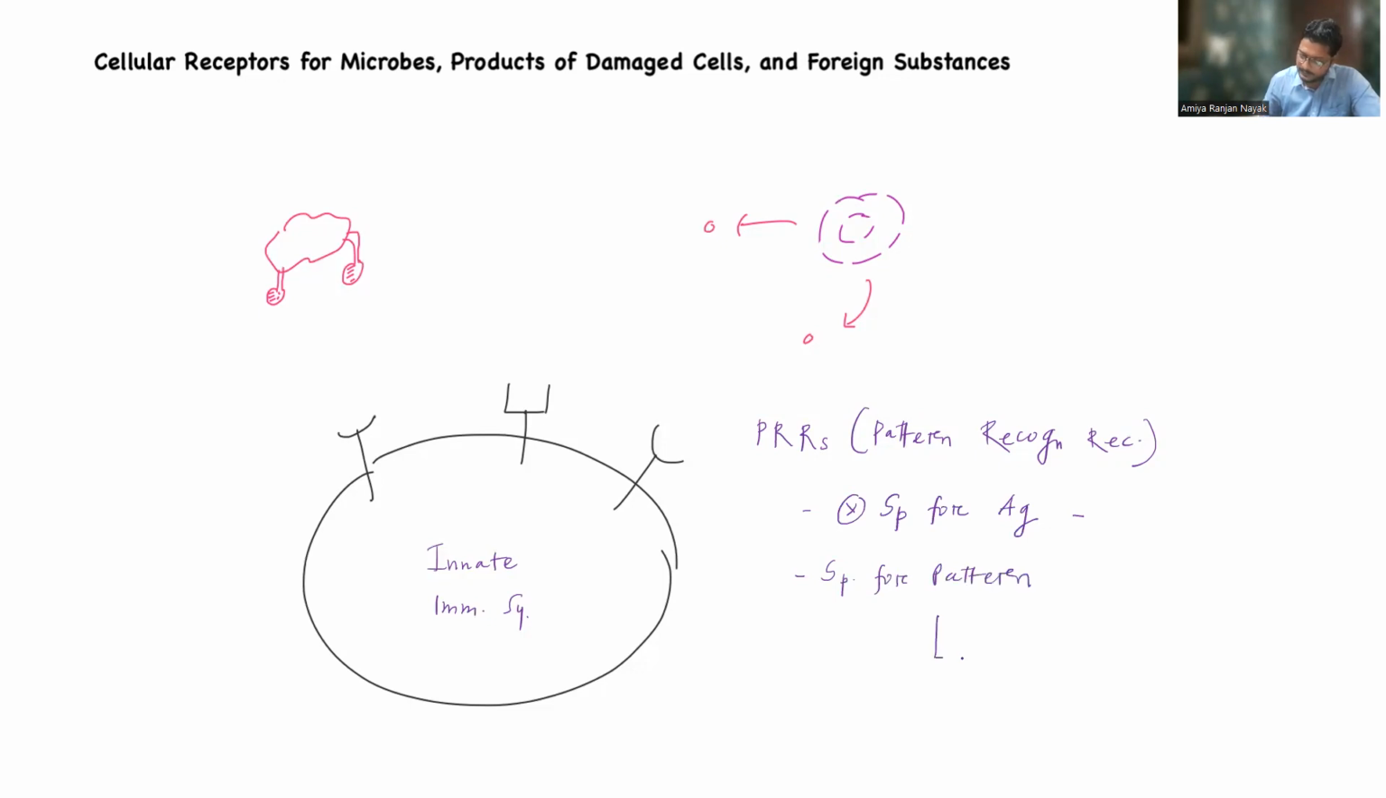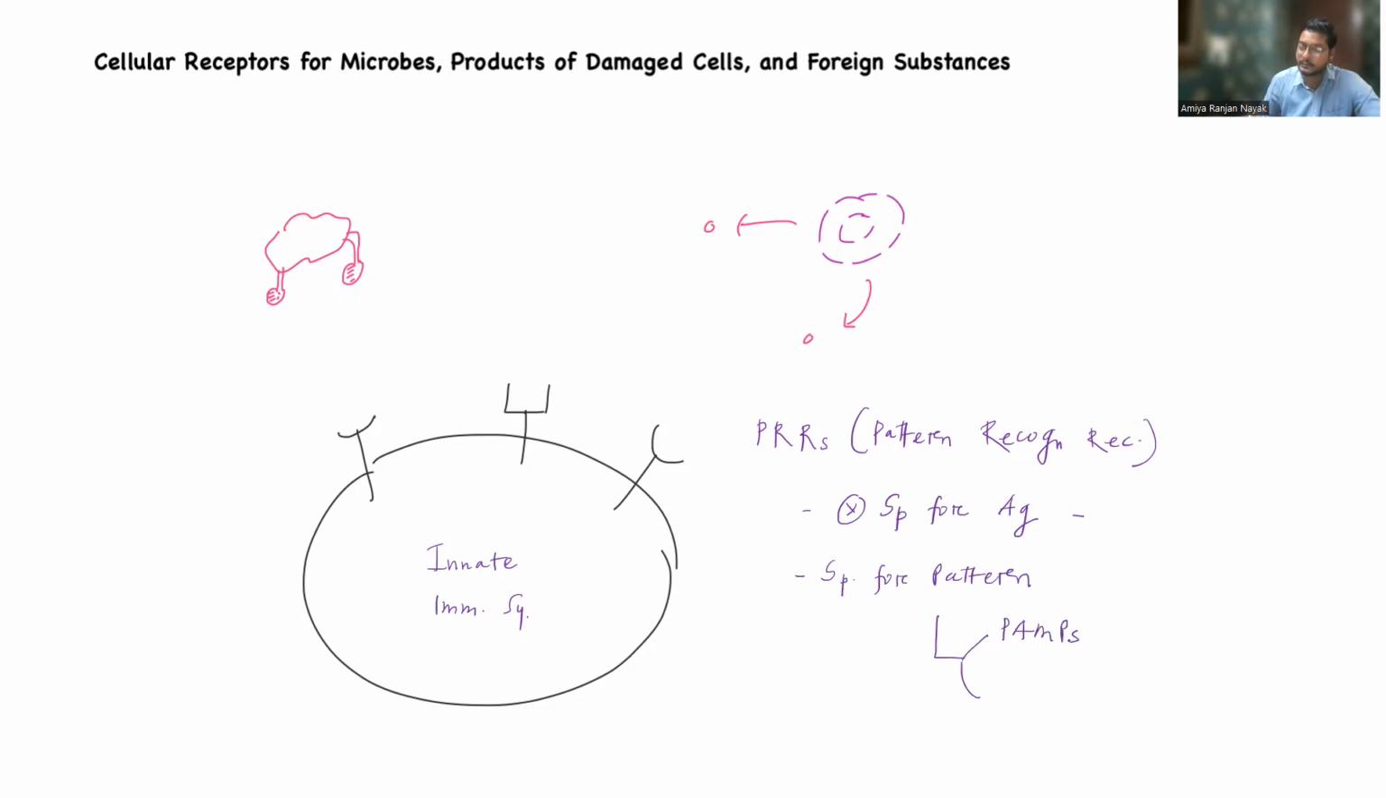These patterns are shared among the related microbes. That means multiple microbes can have a particular type of pattern which can be identified by this innate immune system. And these pathogen associated patterns are known as PAMPs.